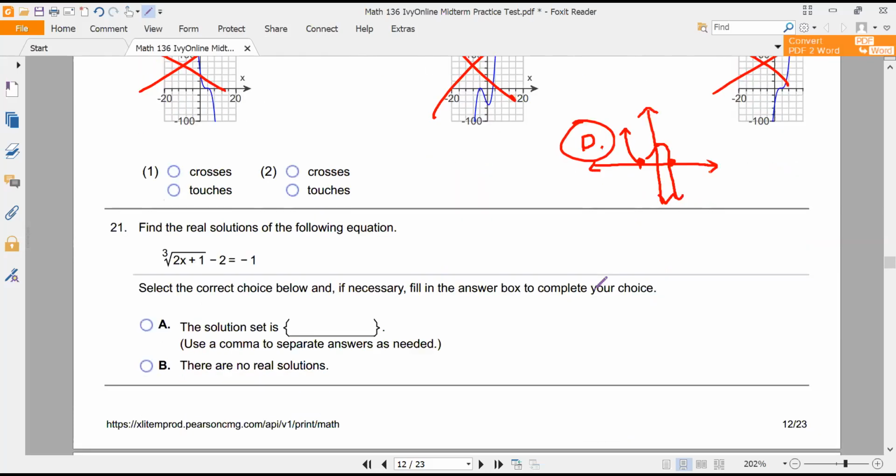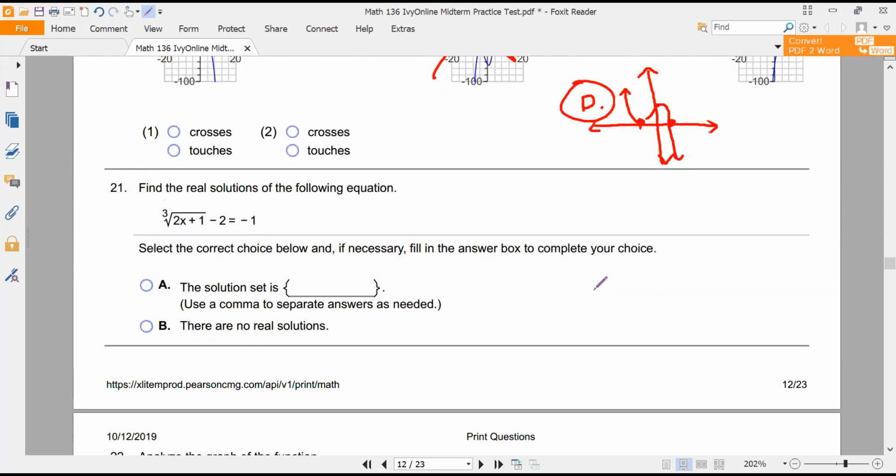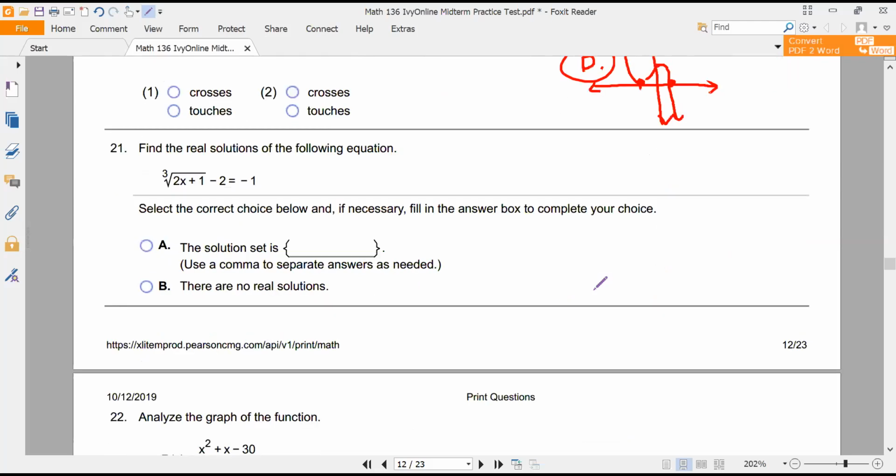All right, so that leaves us with just a couple more before the end of part 3. We have find the real solutions of the following equation. This is a radical equation again. So we need to add over our 2 so we can isolate this radical. 2x plus 1 equals, that would be a 1. Cube both sides to get rid of the radicals. That's 2x plus 1 equals 1. Solve by subtracting 1, so that's 0, so x equals 0.